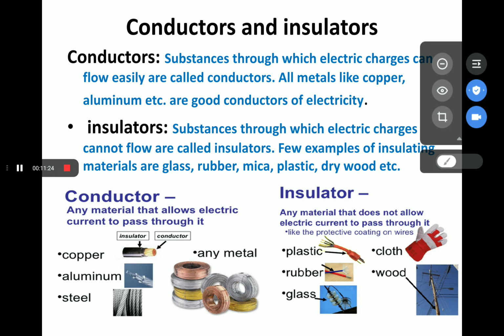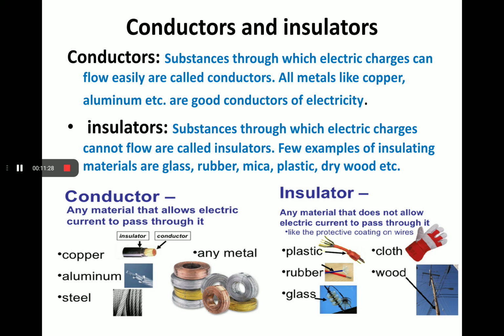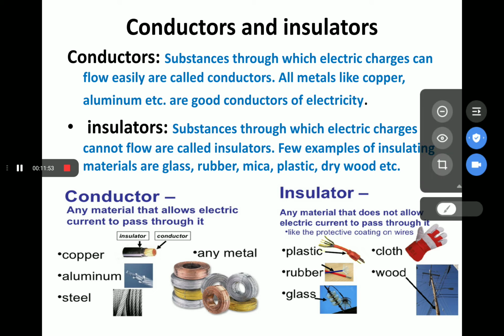Students, in the next slide, we will study conductors and insulators. These two points are very simple, and you all know them. Conductors are simply substances through which electric charges can flow easily. There are so many examples of conductors, and insulators are those substances through which electric charges cannot flow easily. Examples of insulators are also present here. You can also put some more examples of conductors and insulators.